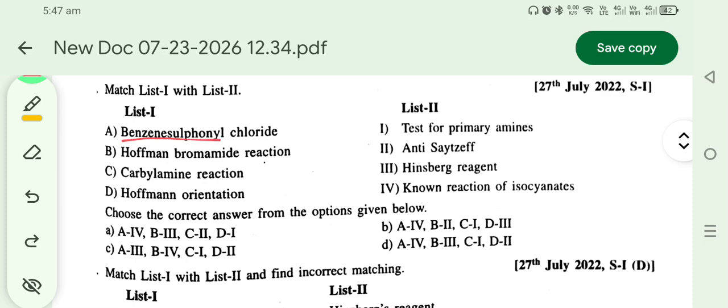Benzene sulfonyl chloride is Hinsberg reagent. Select A3 option. Here only one is correct. C.